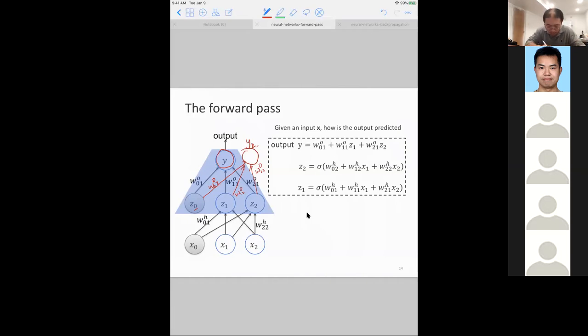And we will compute Y2 by following the rule: W02O plus W12O times Z1 plus W22O times Z2. That's how you compute the value for the other output neuron. Just follow the rule, nothing else.